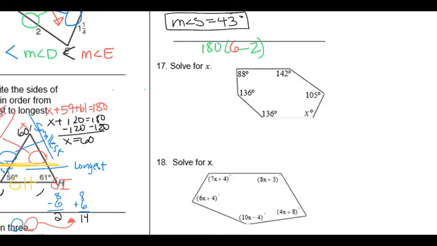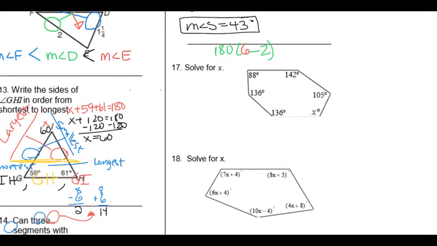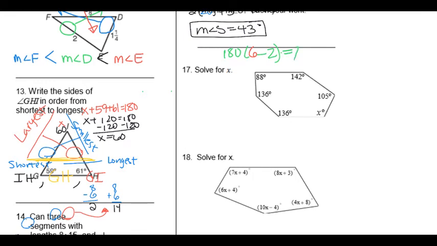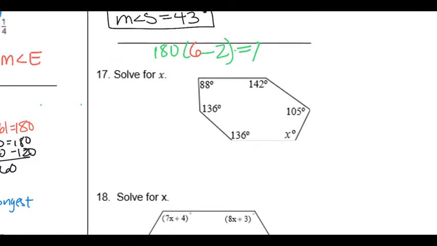For number 17, we need to count how many angles we have. I found out we have 6 in red. So I need to use my Polygon Sum Theorem again. I need to subtract the 6 minus the 2, and I will end up with 720. So that's my magic number. That means I need to equal all of these angles to 720.